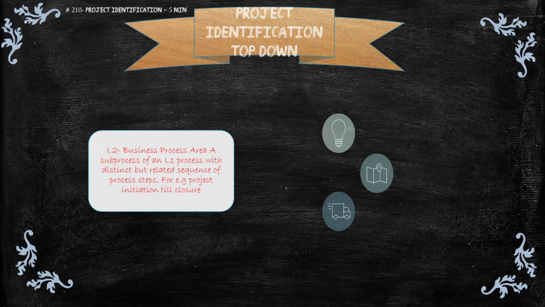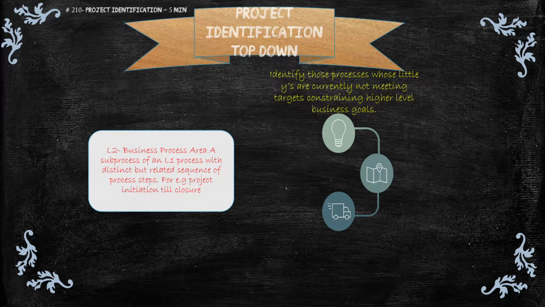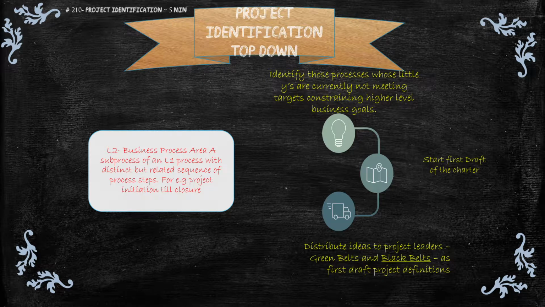The final steps in a top-down approach are: identify those processes whose little whys are currently not meeting targets, constraining higher-level business goals. Start first draft of the charter, and then distribute ideas to project leaders, green belts and black belts, as first draft project definitions.